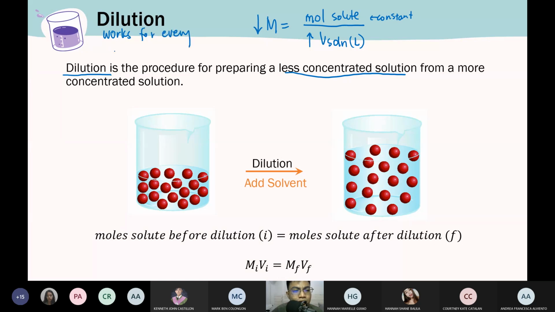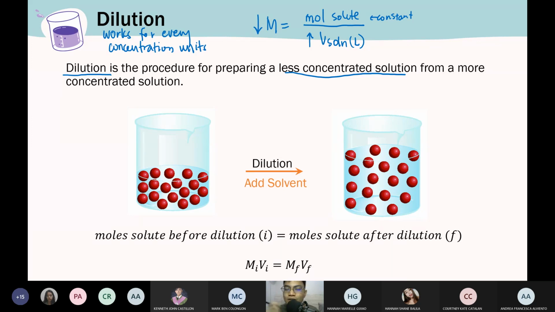For every concentration unit, whether that is molarity, ppm, percent weight, percent mass, percent volume, ppb, normality, except for p function. Kasi yung p function dependent siya sa molarity. Okay? So when you dilute something, all those concentration units except for the p function, gumagana siya.